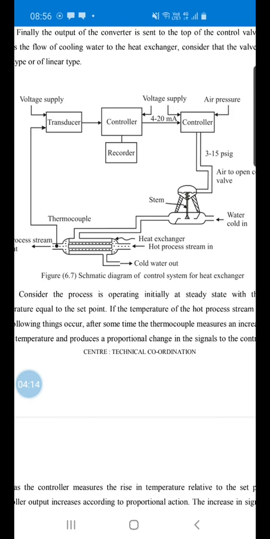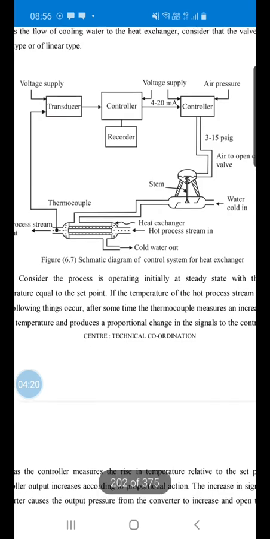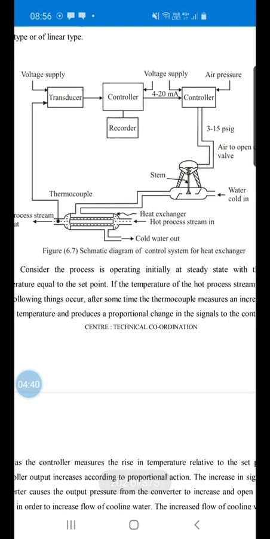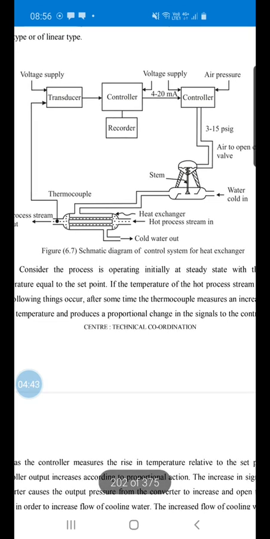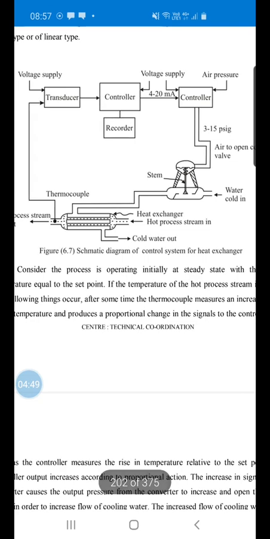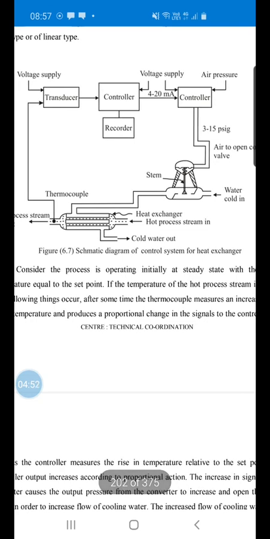Now consider how this process will be carried out. Consider initially the process is at steady state. The outlet temperature is equal to the set point. If the temperature of the hot process stream increases, then what sequence will occur? The outlet temperature produces a proportional change in the signal to the controller. As soon as the controller measures this rise in temperature relative to the set point, the controller output increases according to a proportional action, because this is a proportional controller.